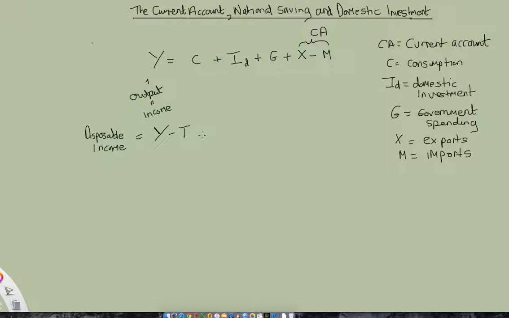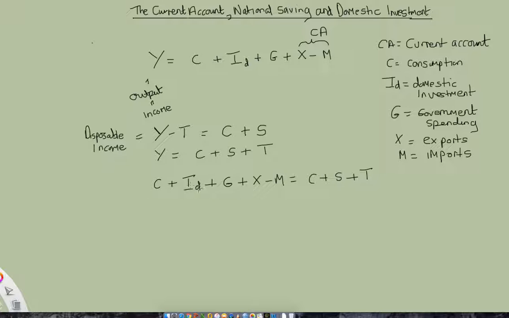So we got Y minus T, and then once you receive the income, the households either consume or save it. And so we can just express that as Y also equals C plus S plus T. So we have Y expressed two different ways. So let's set those equal and see what we've got. We've got C plus ID plus G plus X minus M is equal to C plus S plus T.